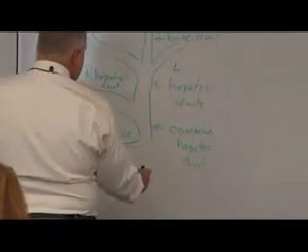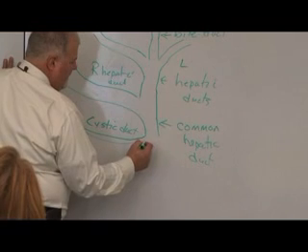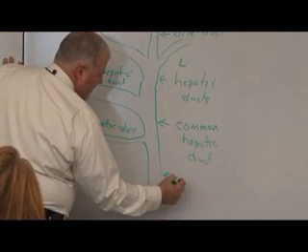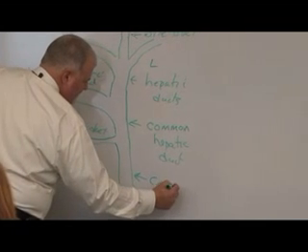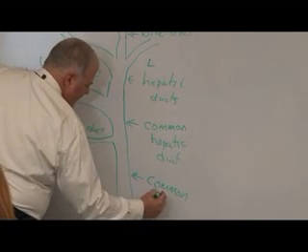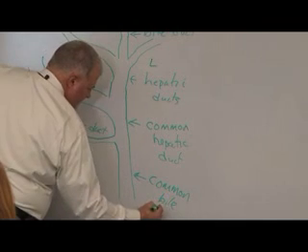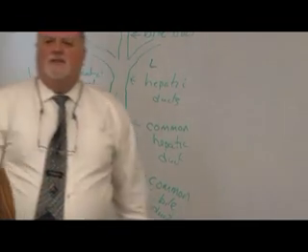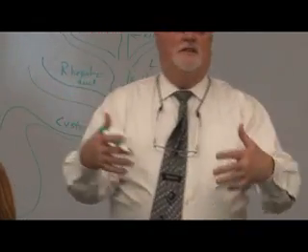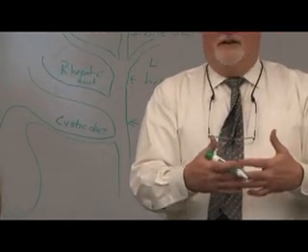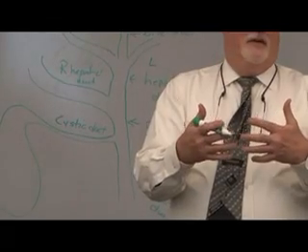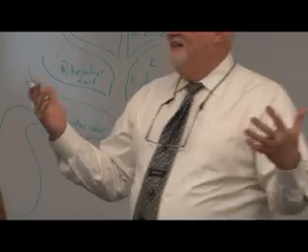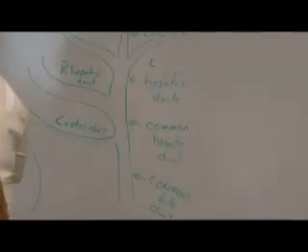So what happens is the common hepatic duct and the cystic duct come together to form the last duct called the common bile duct. And then the common bile duct joins the duct of Wirsung and forms the hepatopancreatic ampulla. That's the entire duct system that you can see.